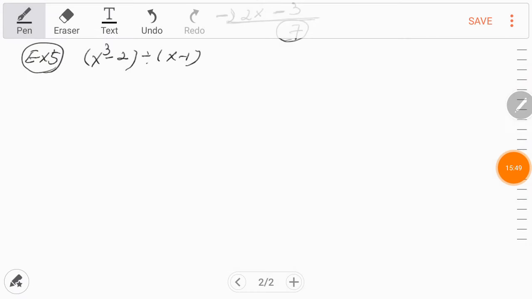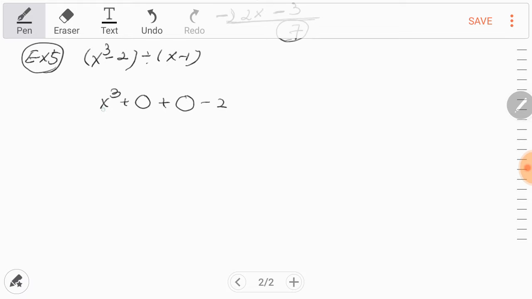Okay, this example, the dividend is x cubed minus 2. So write down x cubed minus 2. But as you can see here, there is no x squared term. So put 0 or some space. So I will put 0. And then minus 2. This is the x squared term, and this is the place for the x term. So since there is no x term as well, put 0, and then the constant term is minus 2.